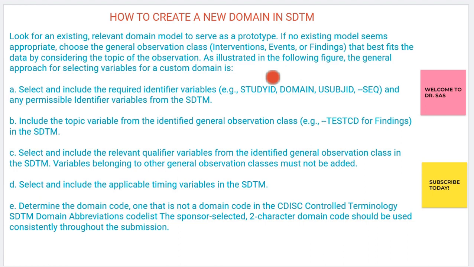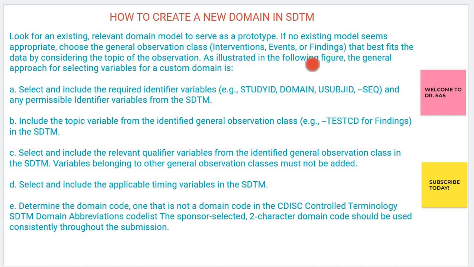Let's say if no existing model seems appropriate, then you have to choose from the general observation class, in which you will have intervention, event or finding. So what you have to do is just see, is your topic more related to intervention, or event, or finding? Let's say it is more related to finding, for example.